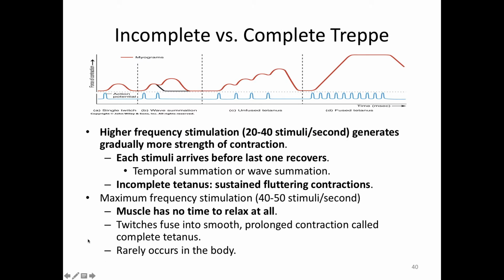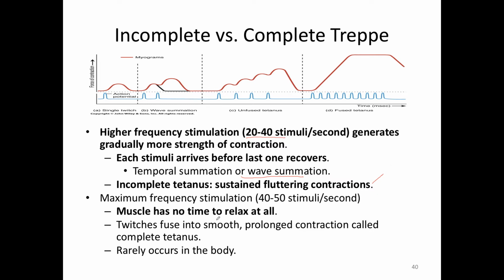So high frequency generates even more contraction. So we start to get temporal wave summation. And that's at 20 to 40 stimuli per second. So each stimulus arrives before the last one recovers. That's what that means. So Treppe is a result of temporal wave summation. So incomplete tetanus is sustained but fluttering contractions. So you're continually generating tension, but you can feel your muscle fluttering.